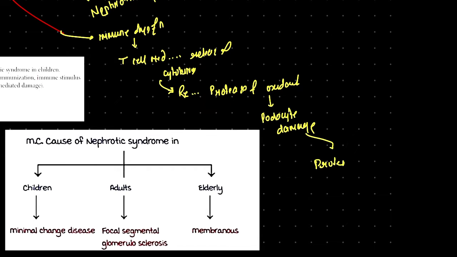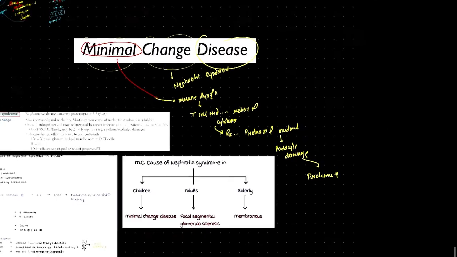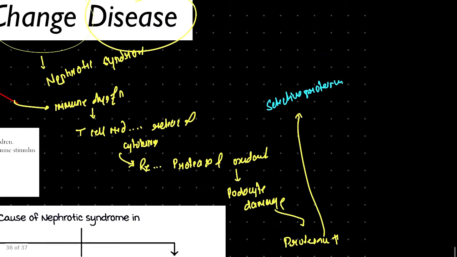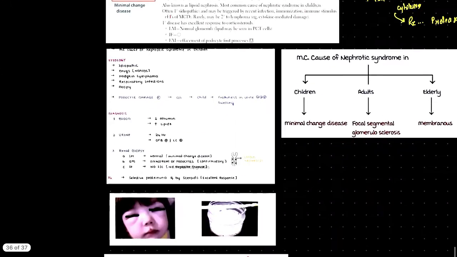But in minimal change disease there is minimum damage to the podocyte, not excessive. So here the proteinuria is selective proteinuria. That means only albumin-like protein with low molecular weight will be excreted out. This is how minimal change disease presents, as selective proteinuria with nephrotic syndrome.